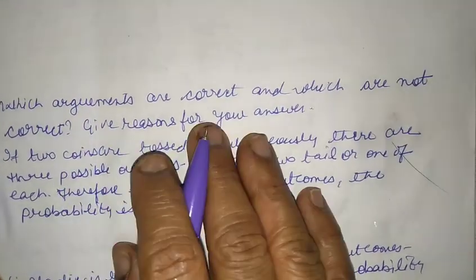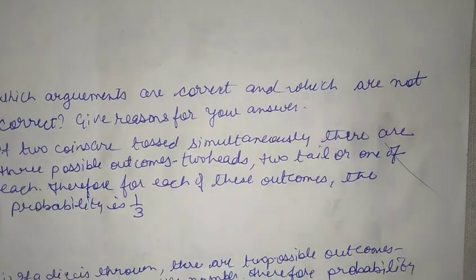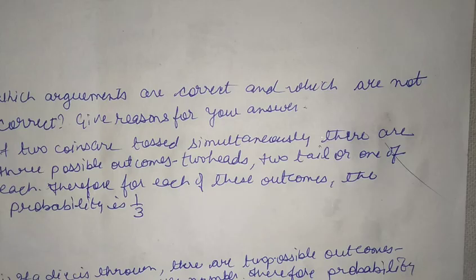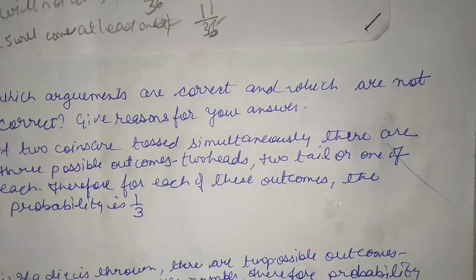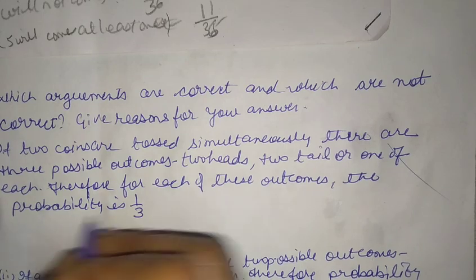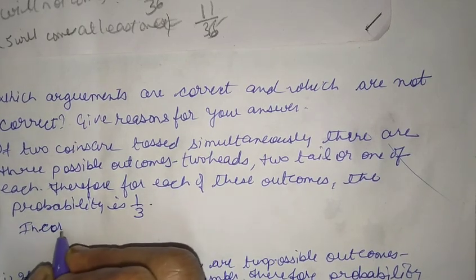Which arguments are correct and which are not correct? Give reasons. If two coins are tossed simultaneously, there are three possible outcomes: 2 heads, 2 tails, or 1 of each. Therefore, for each of these outcomes, the probability is 1 by 3. So this is an incorrect argument.